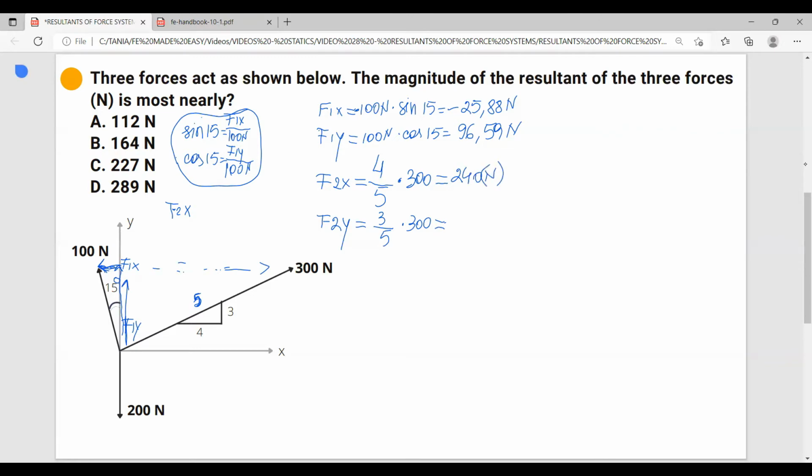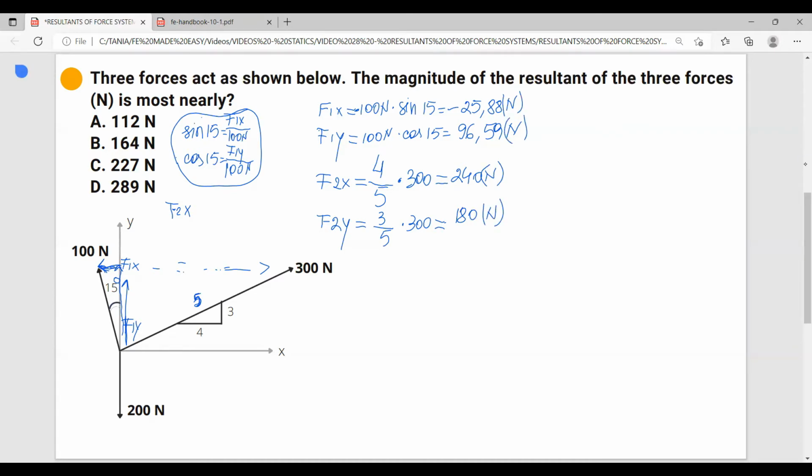And this is something that you'll definitely get at the exam. So make sure you know how to solve when you're given angles or when you're given this ratio. So I get 240, and F2y, 3 over 5 times 300 equals 180 newtons.